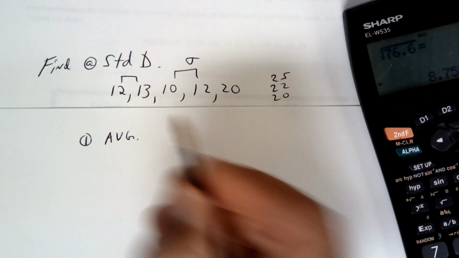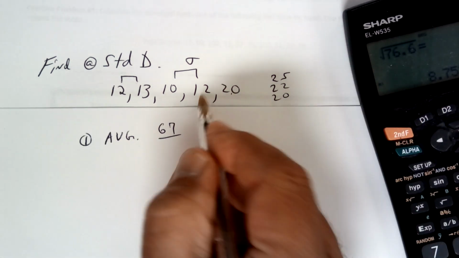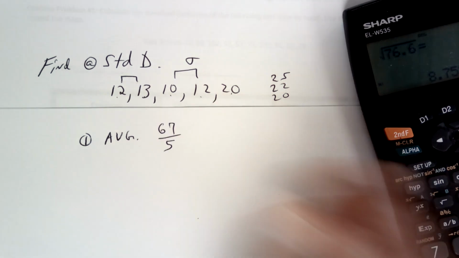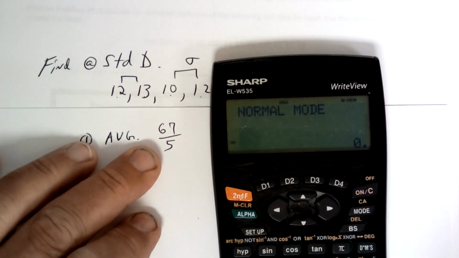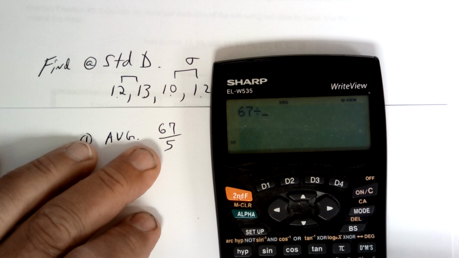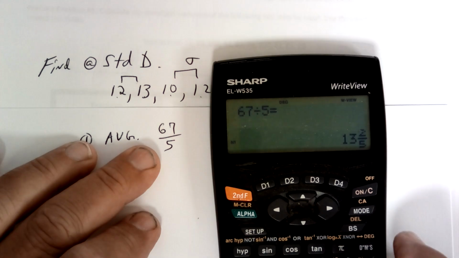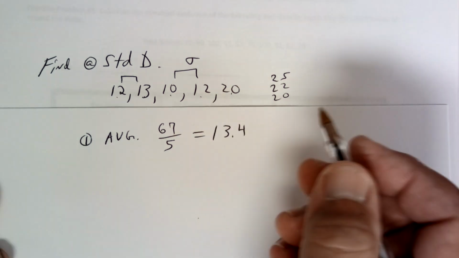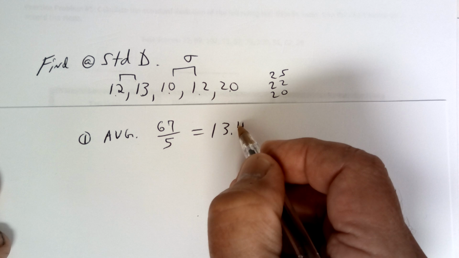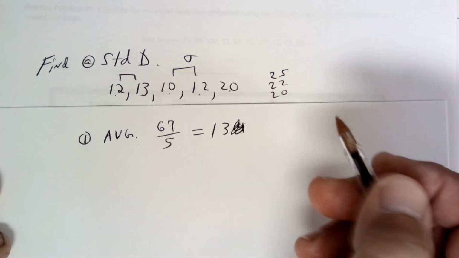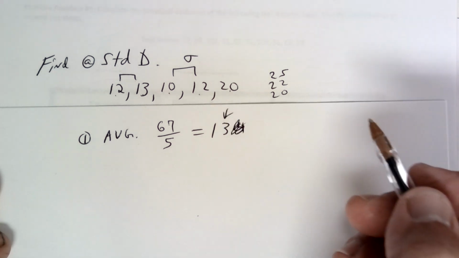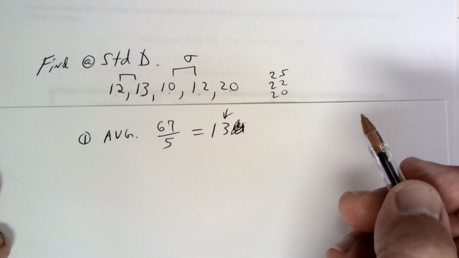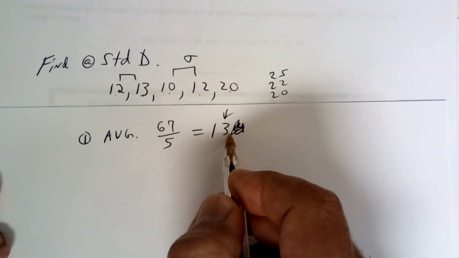So we're going to take 67 divided by 5. So 67 divided by 5 is going to give us 13.4. Now, you're not supposed to round this, but we're going to go ahead and round it to make it easier. We're just going to say 13. Okay, on the test, don't round it. Okay, you got to take each number minus this number here. That's step 2.